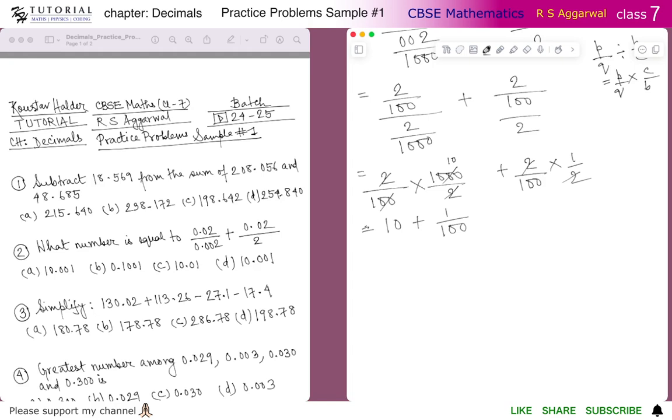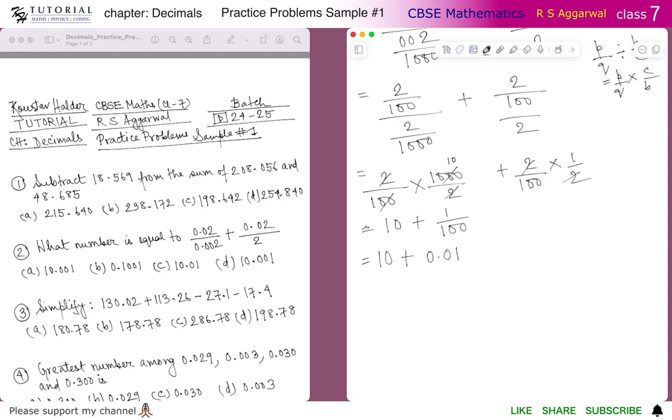So this is 10 plus 1 by 100. If I convert this decimal fraction, how do I convert it to a decimal? I have already discussed in the beginning of this video. So it will be 0.01. Now how is 1 by 100 equal to 0.01?